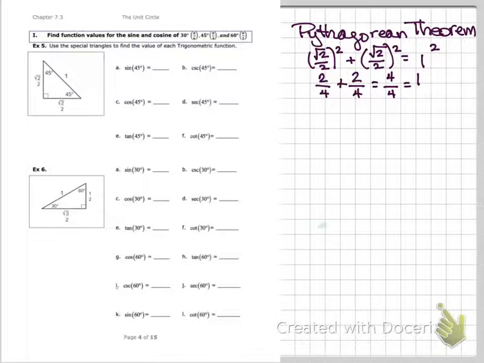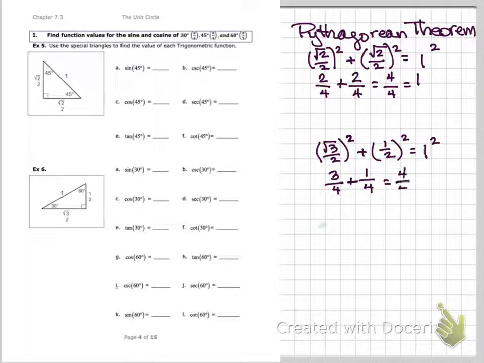So that works. On our bottom one, we have a side of square root of 3 over 2. We're going to square that. The other side is 1/2. We're going to square that. My hypotenuse is 1, so I get 3 over 4 plus 1 over 4. Again, that is 4 over 4, which is 1. So both of these are right triangles, and the sides are labeled correctly.